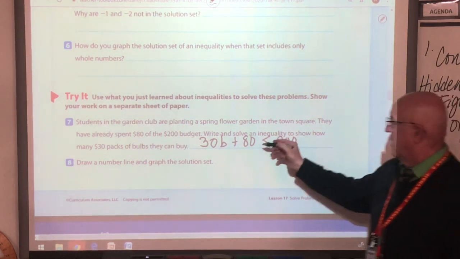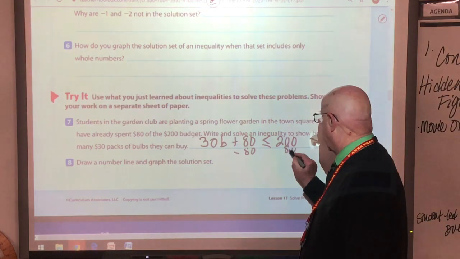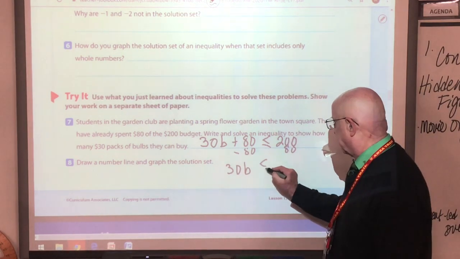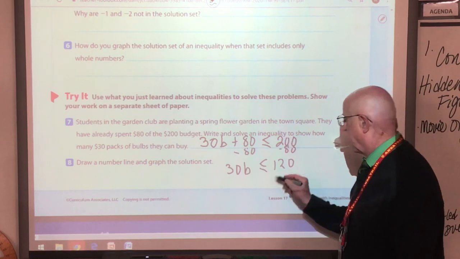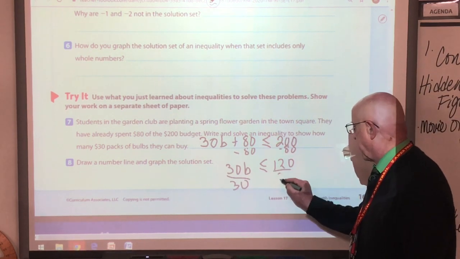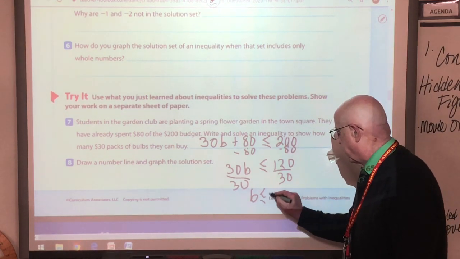To solve that, we'll take 80 from both sides, and that'll give us 30 bulbs. 30 times B is less than or equal to 120, right? Then we divide by 30. Divide by 30, and we'll get B is less than or equal to 4.